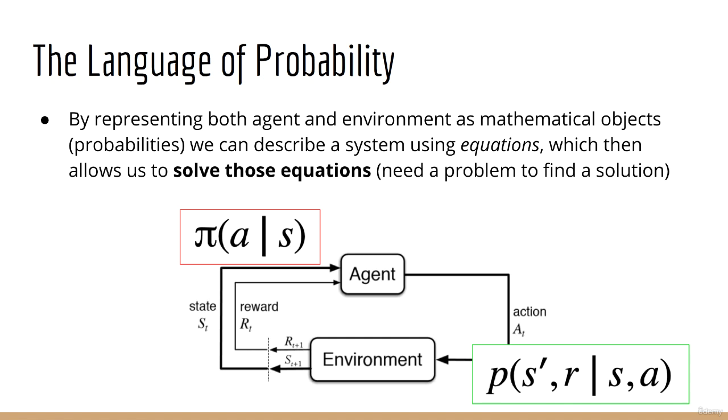What we've done so far is to represent both of these objects with probabilities. The environment is represented by the state transition probability P of S prime and R given S and A. The agent is represented by the probability pi of A given S. This is more helpful than you probably realized at this point. By representing both the agent and the environment as probabilities, it allows us to describe reinforcement learning problems mathematically. In particular, once we have an equation, we can solve that equation. Without an equation, there isn't really anything to solve. That's a pretty deep insight. In order to come up with a solution, we have to have a well-defined problem. Using mathematics, specifically probability, allows us to create this well-defined problem, and that's the first step towards finding a solution.